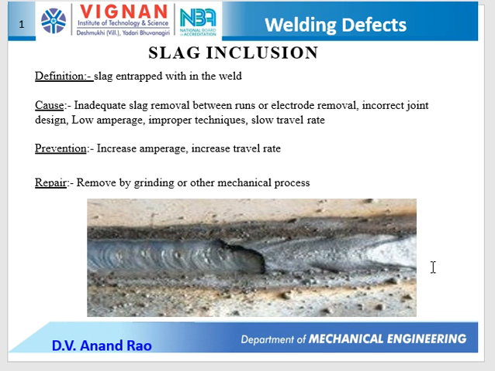To prevent this slag inclusion, we can increase the current supply and increase the travel rate of the electrode or nozzle tip. But if slag inclusion has already formed, we can remove it by grinding or other mechanical processes. Here we can see a slag inclusion image. In this, this is the pure weld and this is the slag inclusion region. This is a defect.